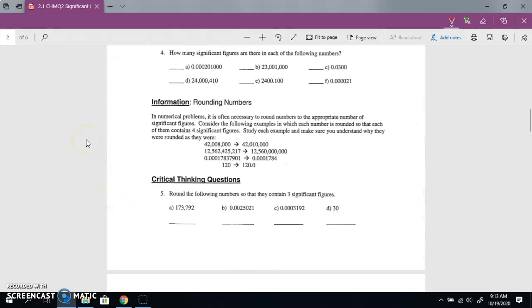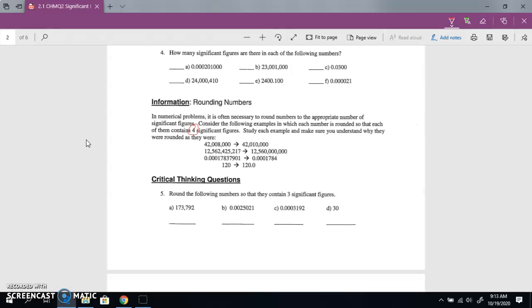Now what we're going to do is learn a simple strategy for rounding numbers to an indicated number of significant figures. Now in this statement right up here with information, it tells you that we're going to round these numbers to 4 significant figures. Okay, why 4? Because that's what the directions say.